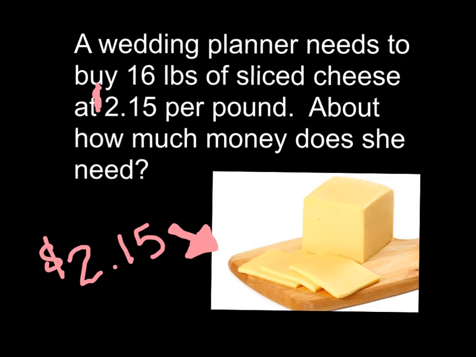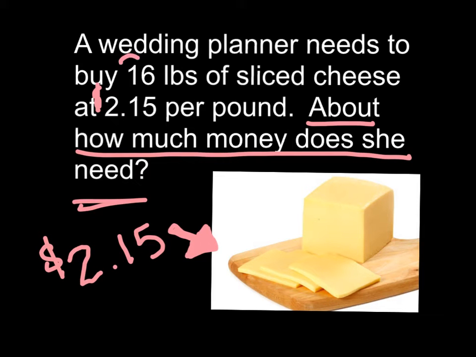So here we have a word problem, and it says a wedding planner needs to buy 16 pounds of sliced cheese, and each pound is $2.15. So the question's asking me about how much money she needs. So we're looking at 16 pounds at $2.15 per pound.